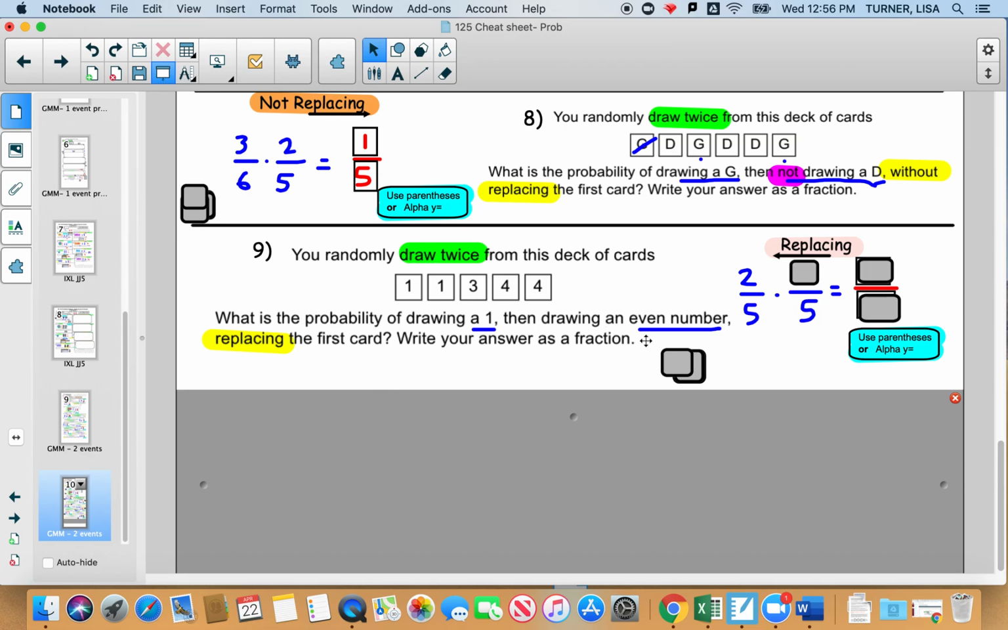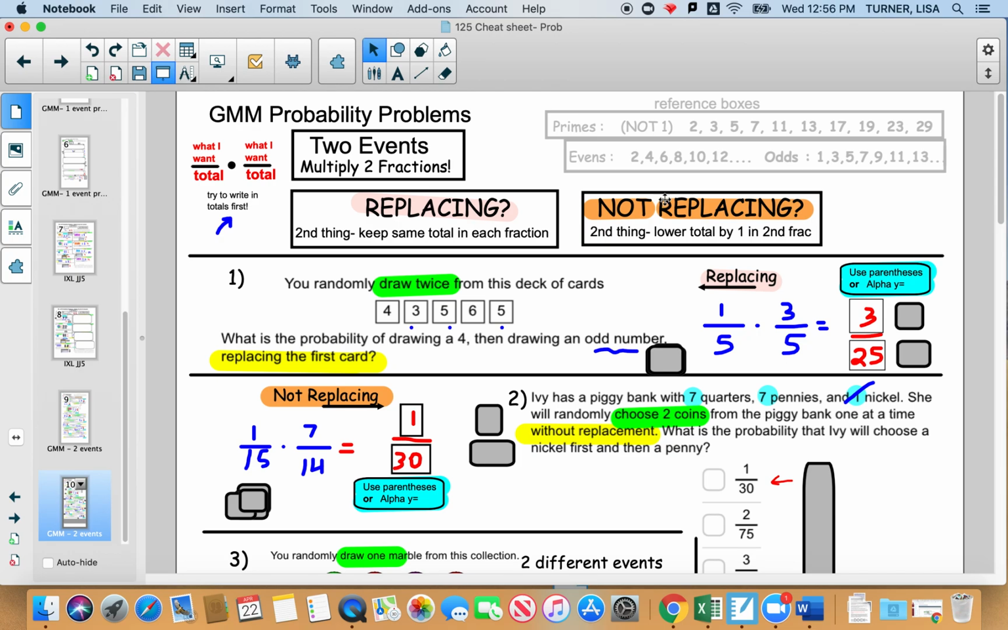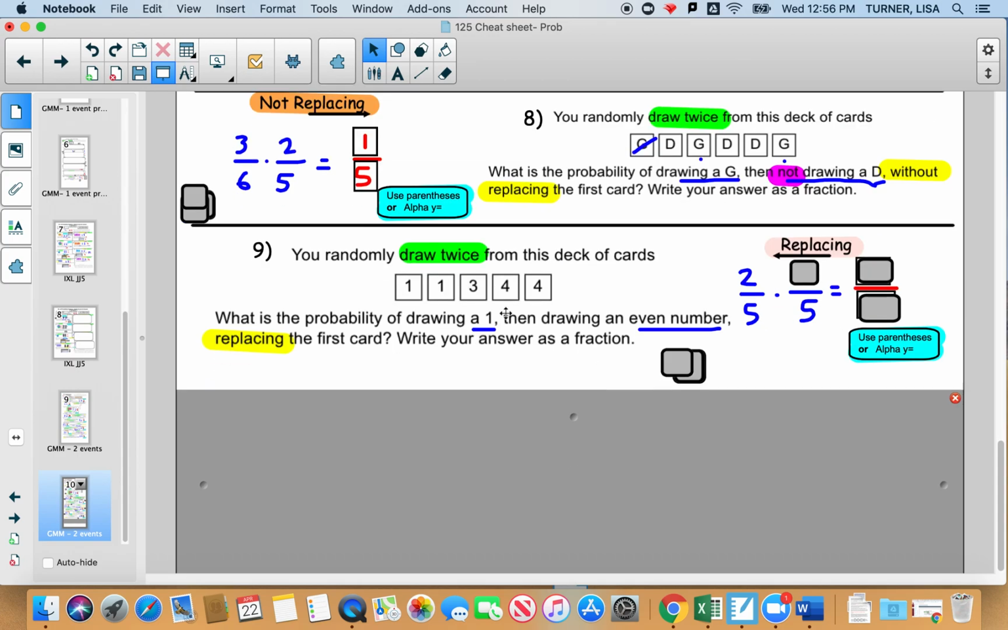And then the probability of an even, I can go back up and refresh my memory that evens are 2, 4, 6, 8, 10, 12. And so my evens in this case are just the 2 4s. I'm not writing the number 4, even though that's the even number I have. I'm writing that I have 2 of them. And when I multiply those, using parentheses or alpha y equals, and you guys are good at this, it will reduce it for me, and I have the fraction probability of 4/25.